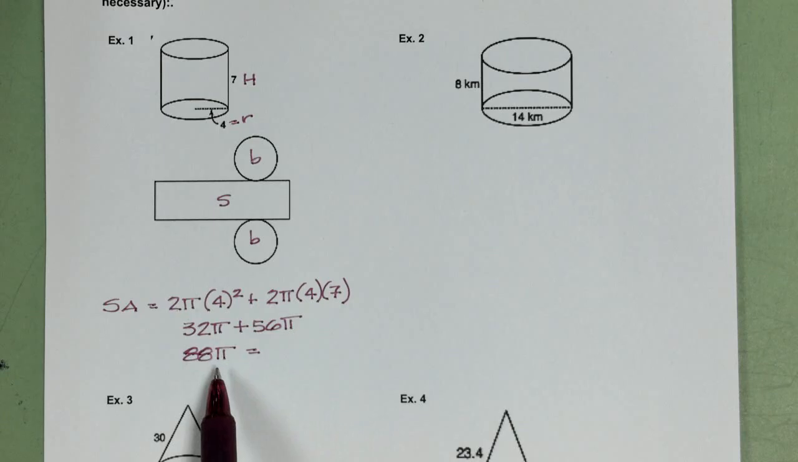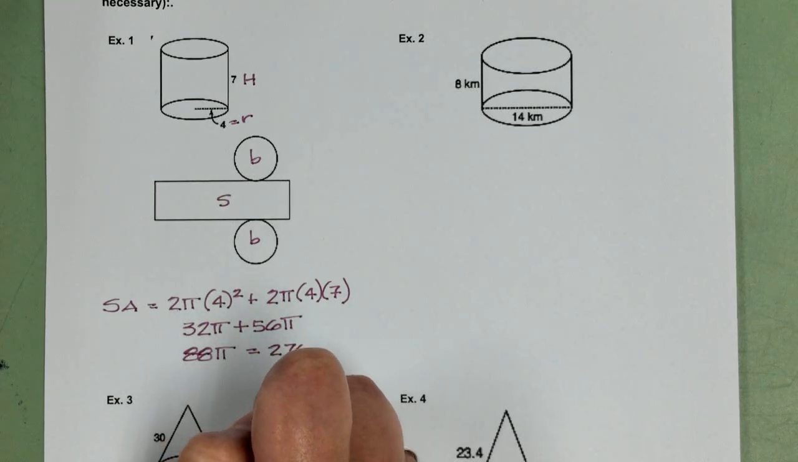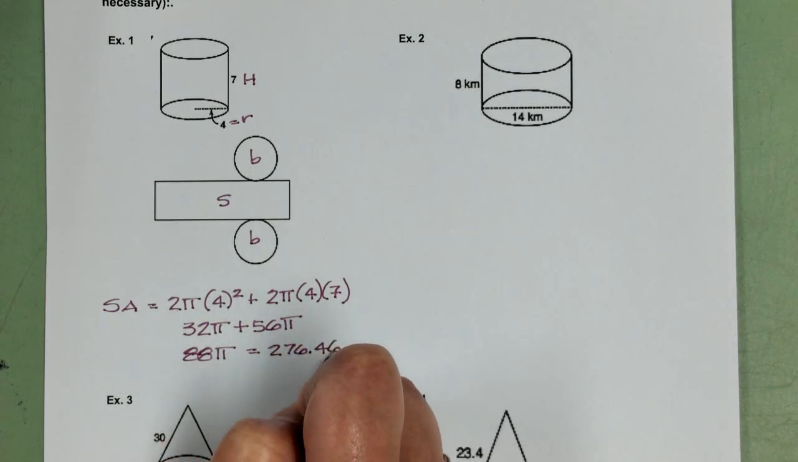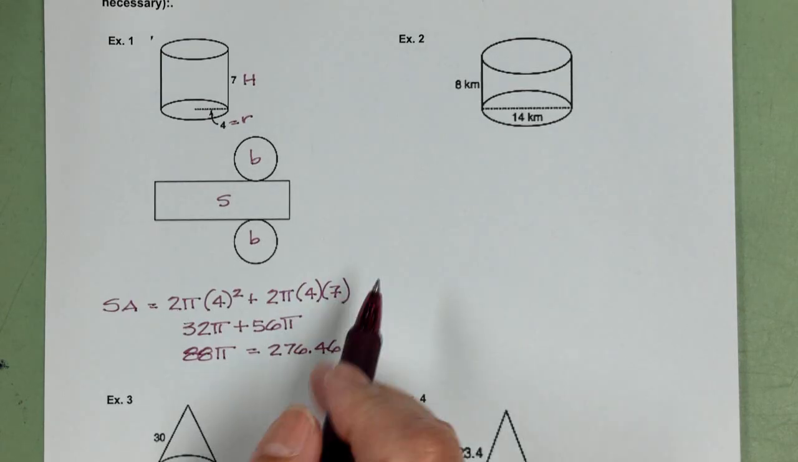Now I'm going to use my calculator and take 88 times pi and use the pi button. Don't use 3.14, use the pi button. And we get 276.46. We're instructed to round to the nearest tenth.